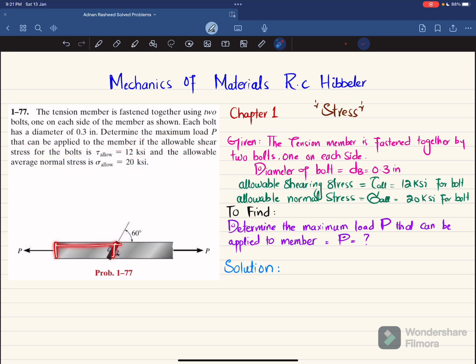So you can see this is member 1 and this is member 2, held together by a joint having a bolt on this side and another one on the other side. And this is subjected to a tensile load P. So you have to find the maximum or allowable load P that can be applied on this joint, or on this tension member. So let's start with the solution.